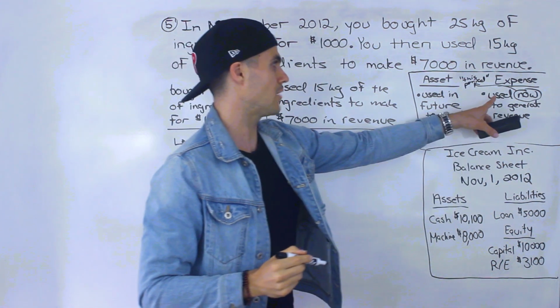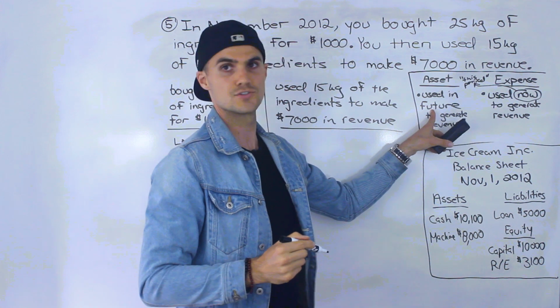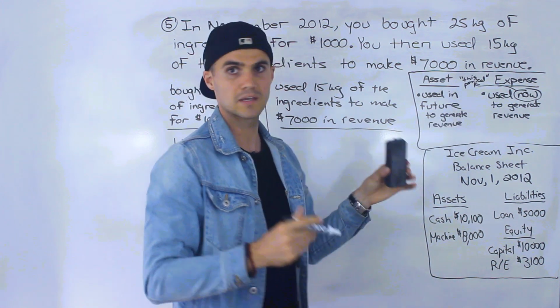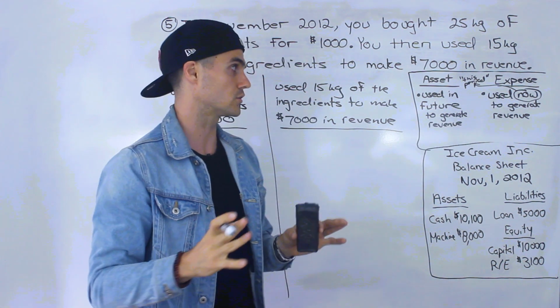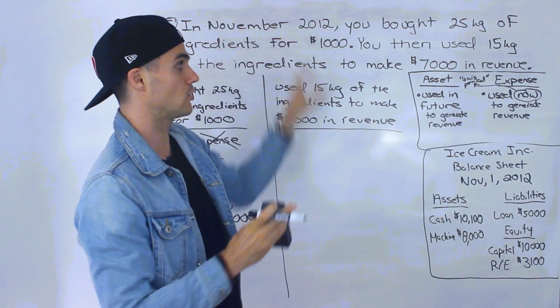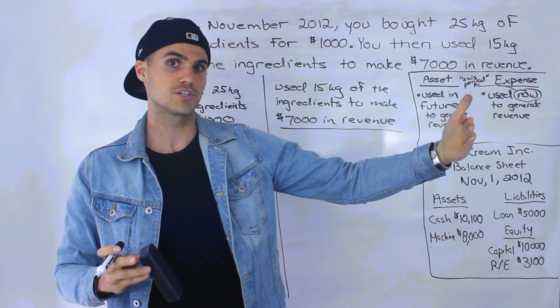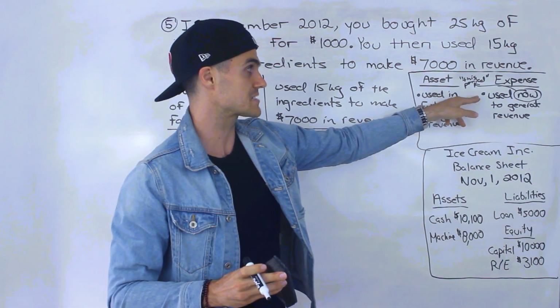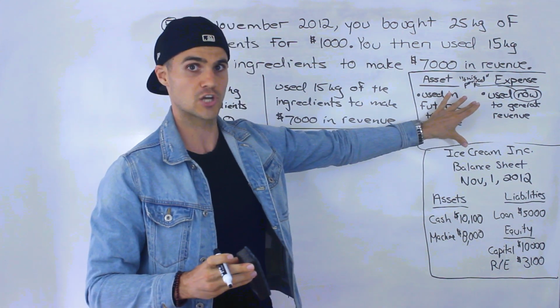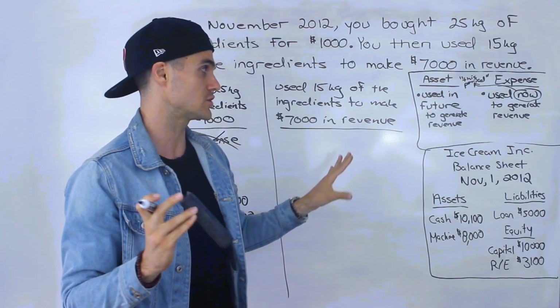Right? But I kind of put "now" because it's easier to compare to the future. But "now" really means whatever period you're looking at. Right now we're looking at November. So an asset is going to be used in the future to generate revenue, and an expense is used now to generate revenue. That's how I like to differentiate it in my head.